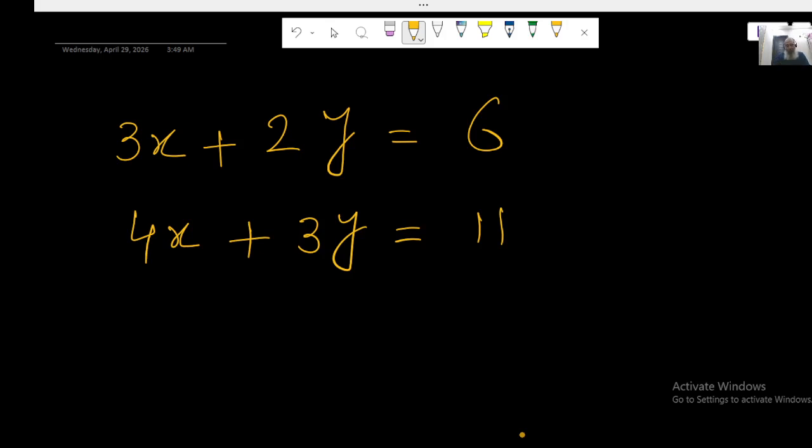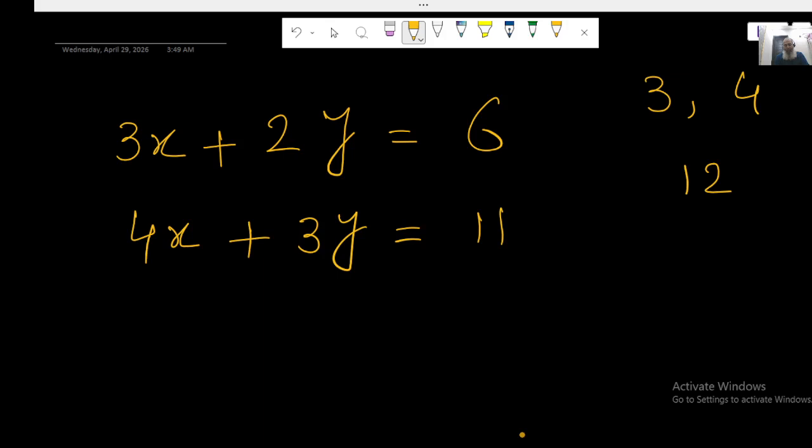Here you can choose one of the variables. I choose x, and the coefficients of x are 3 and 4. So what is the LCM of 3 and 4? LCM of 3 and 4 is 12. So I want to make these coefficients of x 12. How can I make the coefficient of x 12? By multiplying 3 by 4. Yeah, I will multiply the whole equation by 4.